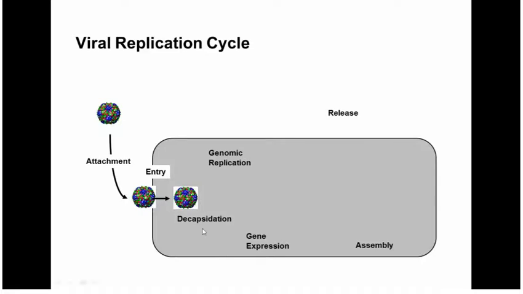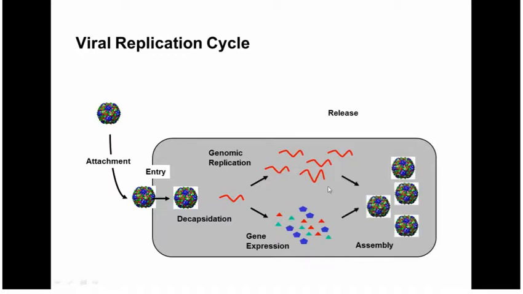This is called decapsidation. And once decapsidation occurs, then you're in the eclipse phase of replication. Decapsidation, you release the virus genome. What has to happen is you've got to get lots of copies of the genome, express viral proteins, and then once you have that, new virus particles can be assembled, which will have to be released. So every virus has got to accomplish all of these steps in order to replicate efficiently.